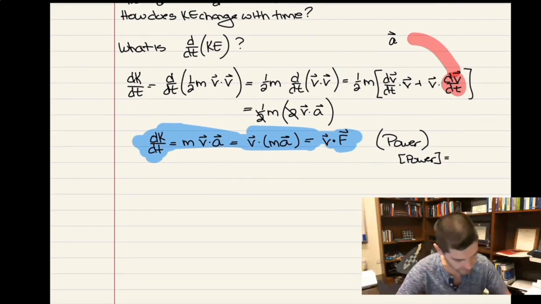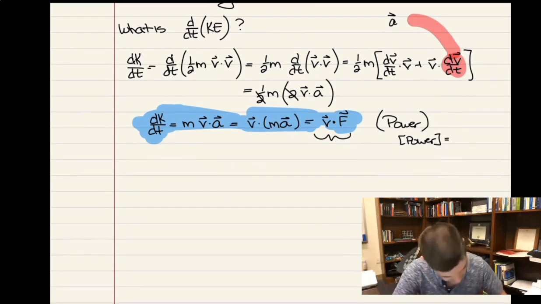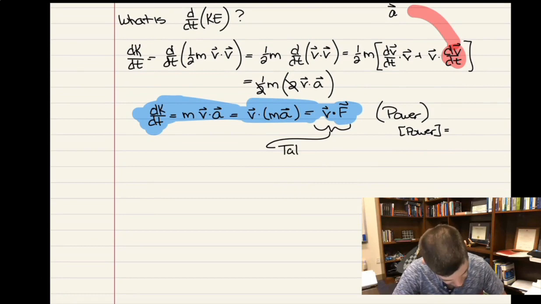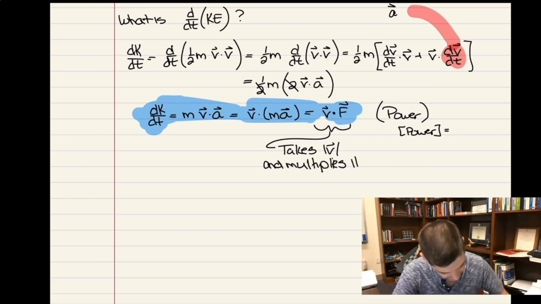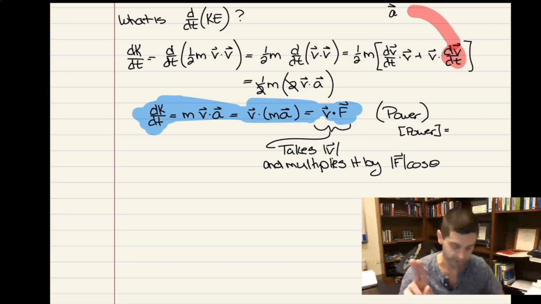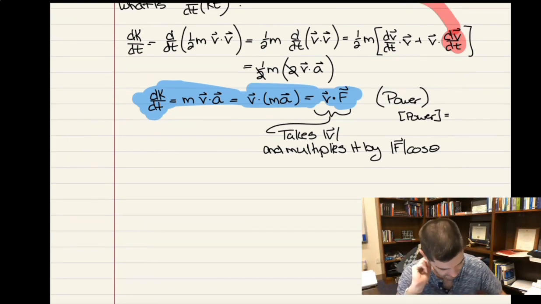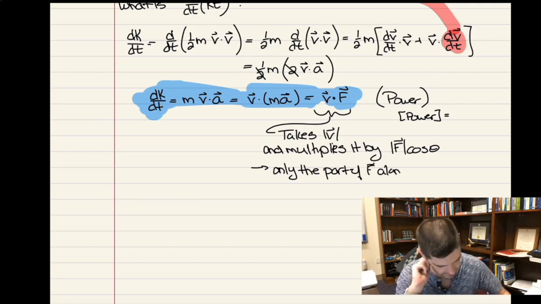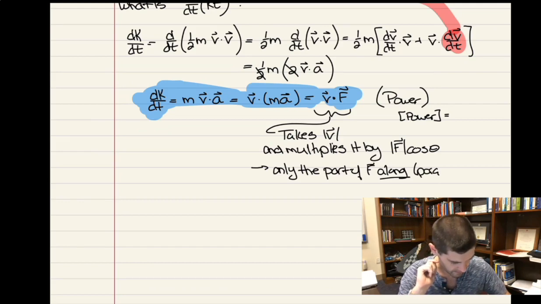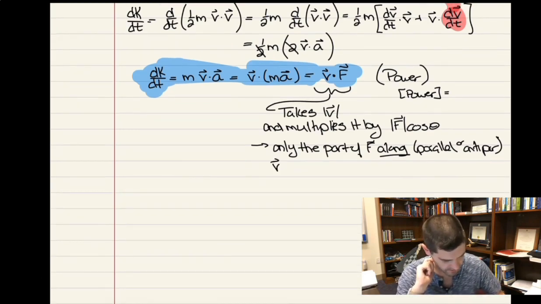So again, we could interpret this geometrically. Remember, this takes the magnitude of v and multiplies it by F cosine of theta, where theta is the angle between v and F. Or said another way, only the part of F along, which by that I mean parallel or anti-parallel, v changes kinetic energy.